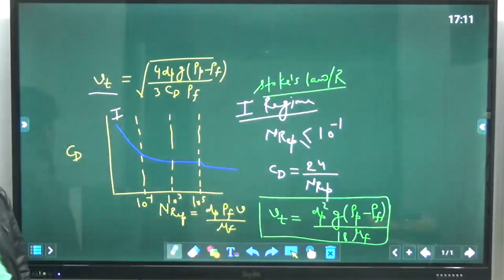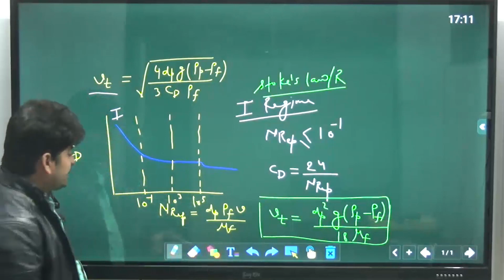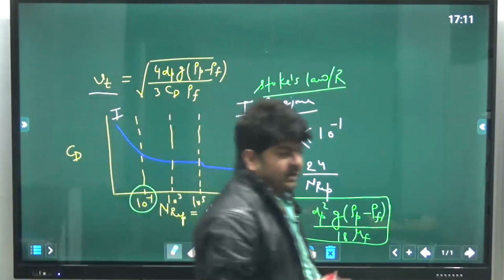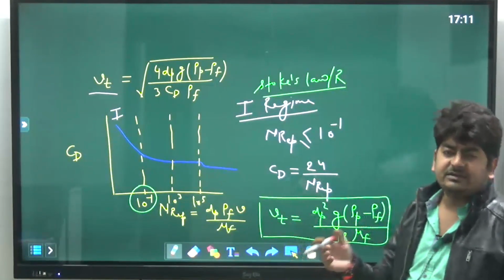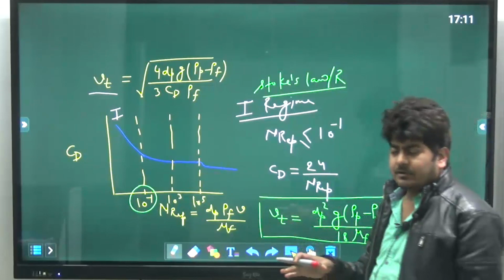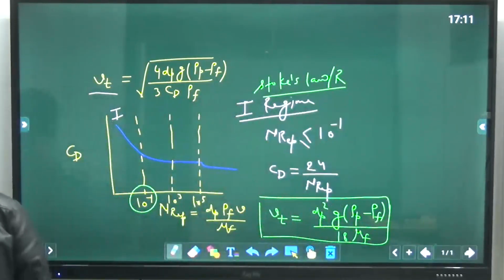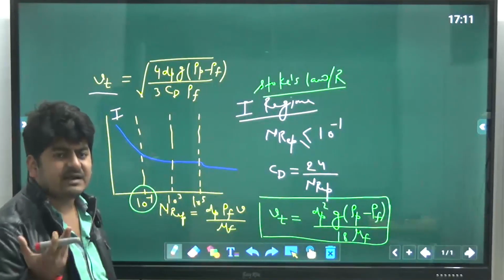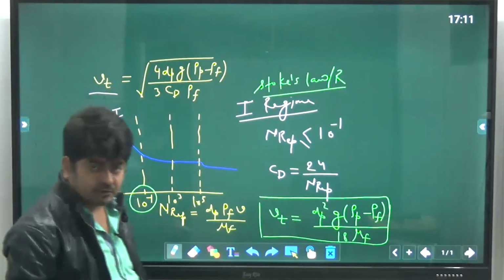For this Stokes law regime, the maximum value of the particle Reynolds number is 0.1. In some books it is given as 2 into 10 to the power minus 1. That is absolutely absurd, because that is one specific case. In general, even in your GATE exam, when we talk about sedimentation, particle settling or gas bubble rising, whatever it is, we will consider it as 10 to the power minus 1 only.